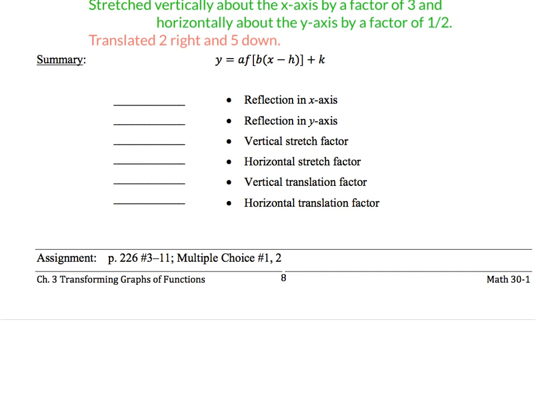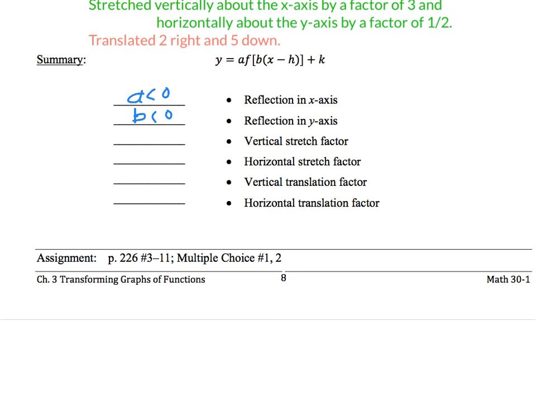First of all, we know that our function will be reflected in the x-axis if our y values change, which means our a value is less than 0. We have a reflection in the y-axis if our x values have changed, so if our b value is less than 0.